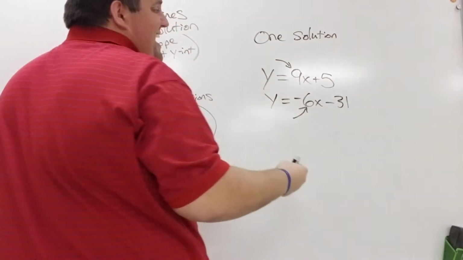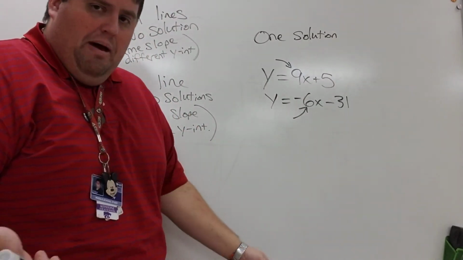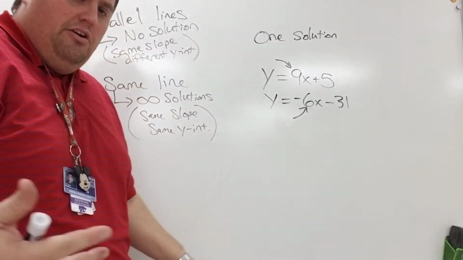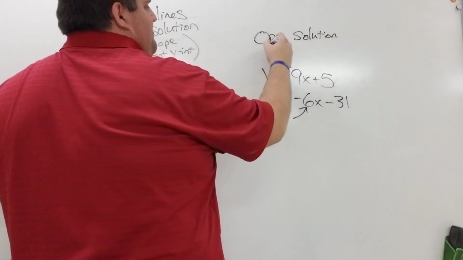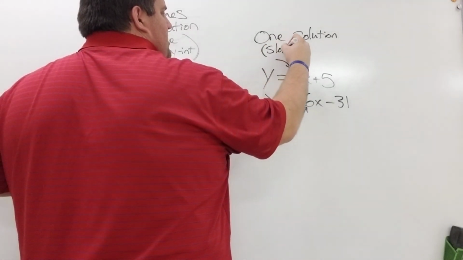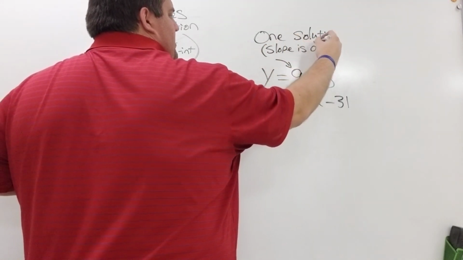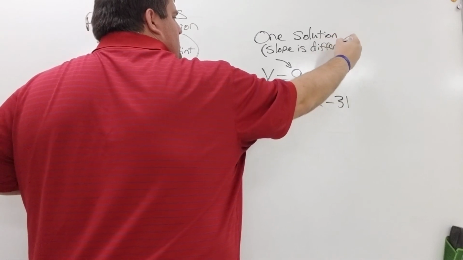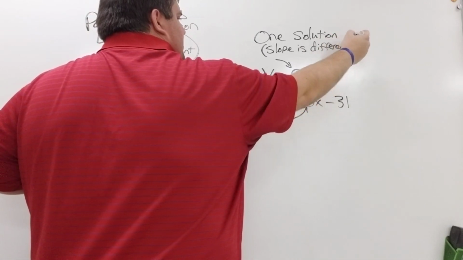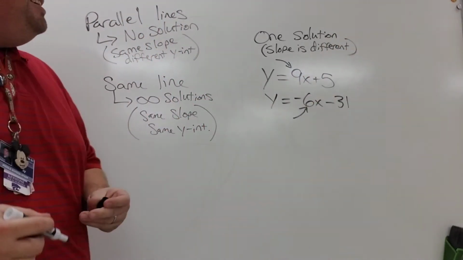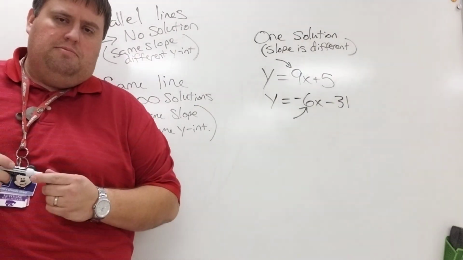And I don't know what it is, I'm not actually finding it, but I'm going to tell you that, hey, those two lines are going to cross somewhere. And that's if the slope is different. All right, so that's kind of the basics on systems of equations.